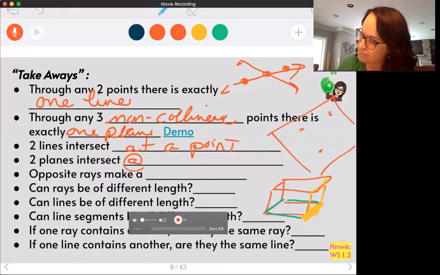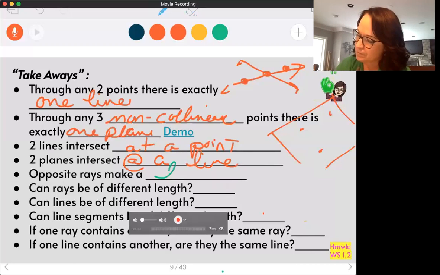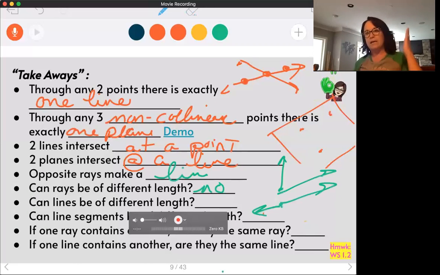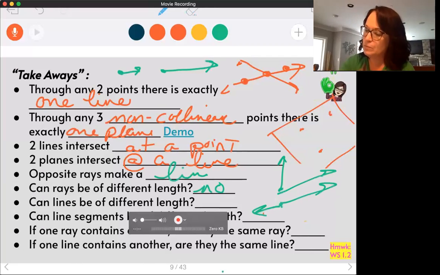Remember what I said about those opposite rays? They have the same endpoint and go in opposite directions. So visually, they make a line. These are not opposite rays. These are opposite rays. Can rays be of different length? No, remember I said they're not measurable. They have infinite length because they always go forever in one direction. Whether they look different, like these 2 right here up at the top in green, this arrow means forever to the right, forever to the left. So they are not measurable.